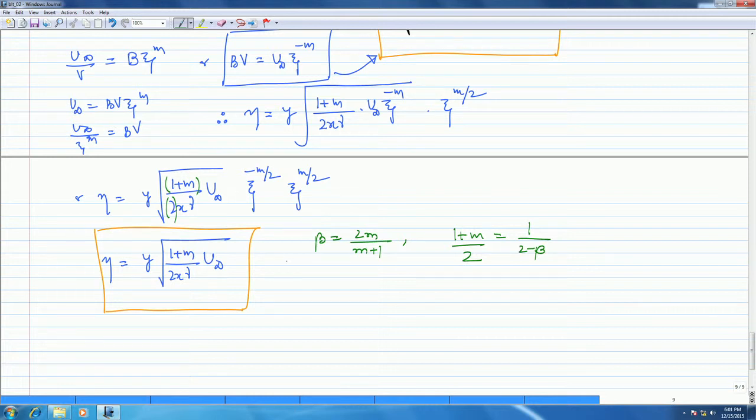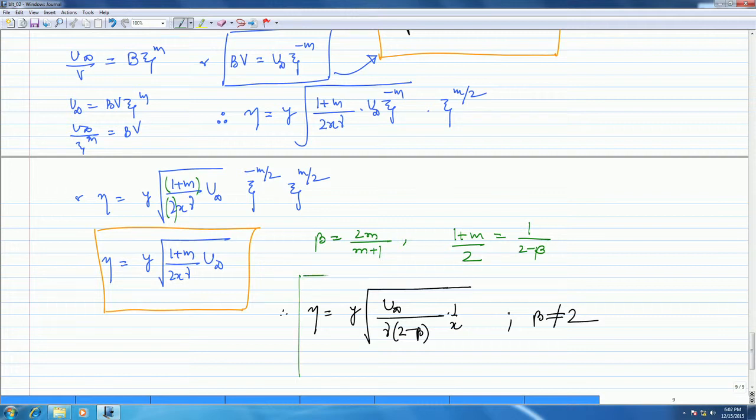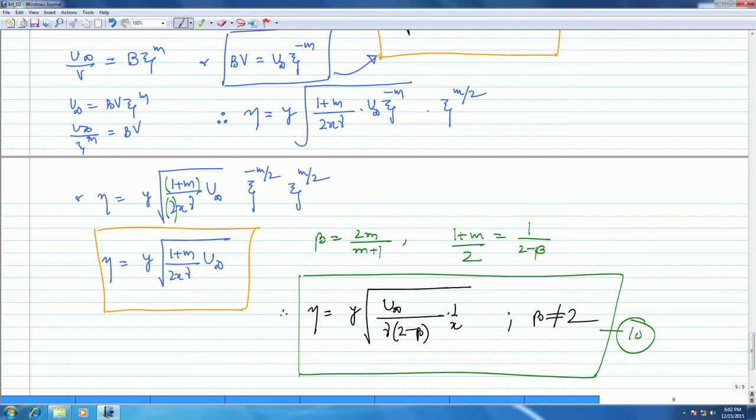Okay, and that's it basically. So therefore eta is y, this thing, so it is u infinity by nu into 2 minus beta into 1 by x, right? That's it. And here, this is where beta is not equal to 2. So this is for that case, which is what we were doing so far. Then we get an expression for the eta, and let's call that 10. Makes sense? This is just a lot of math.